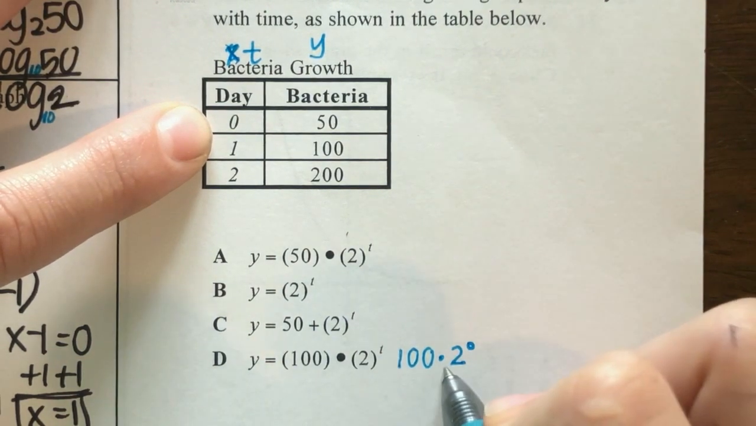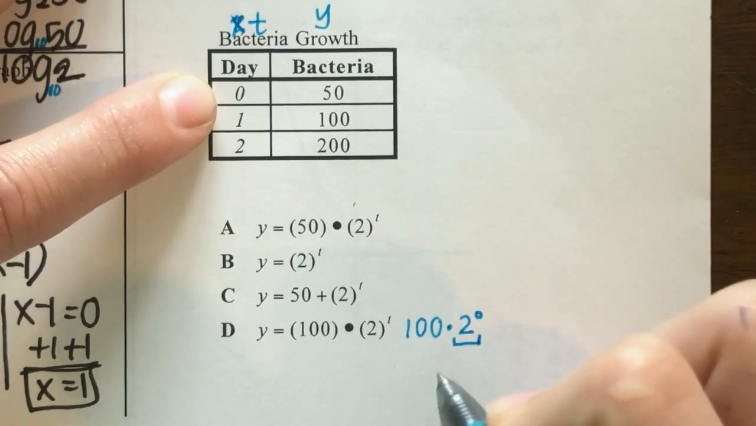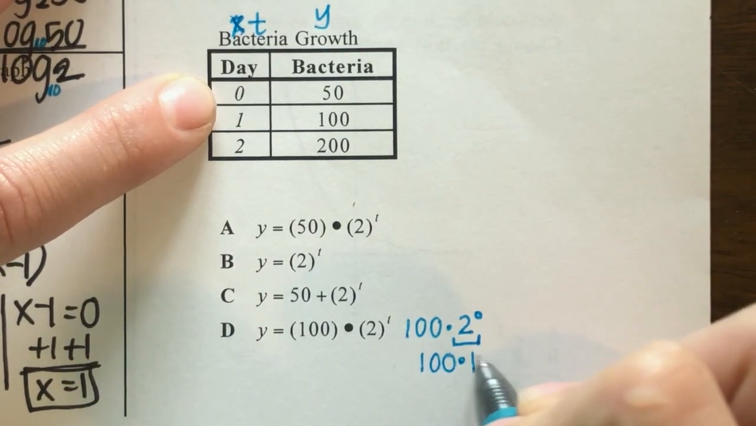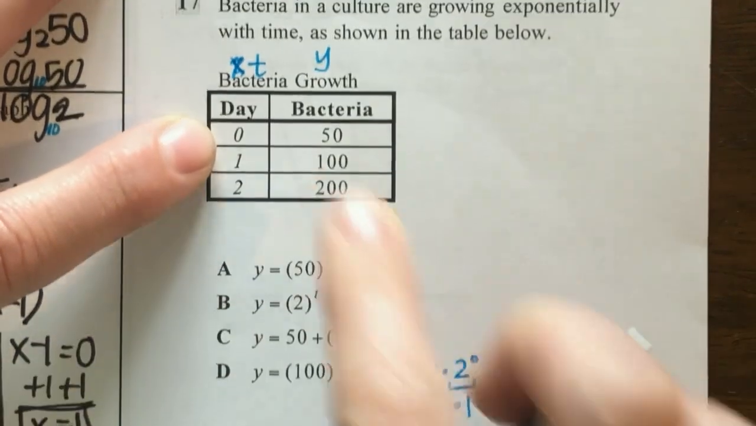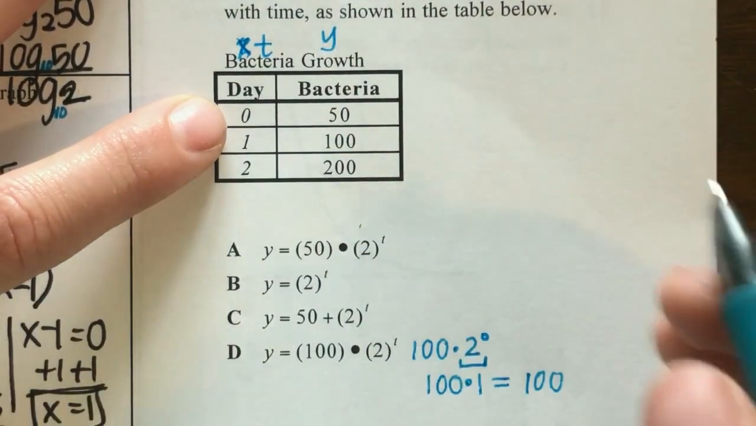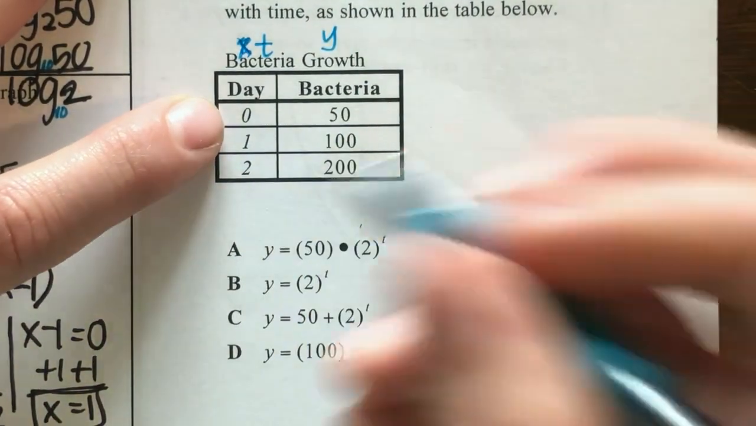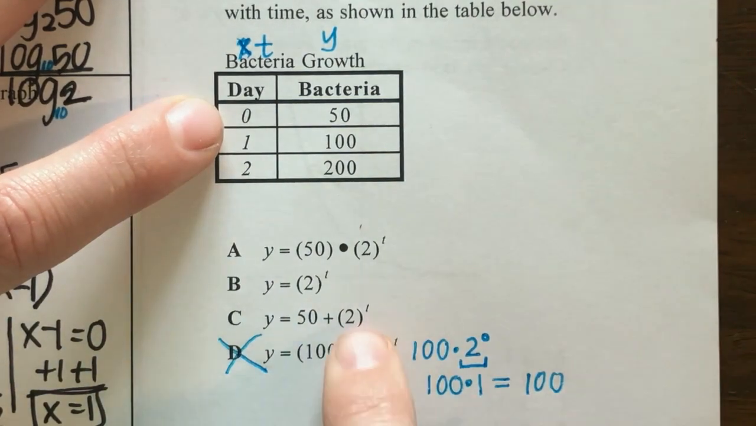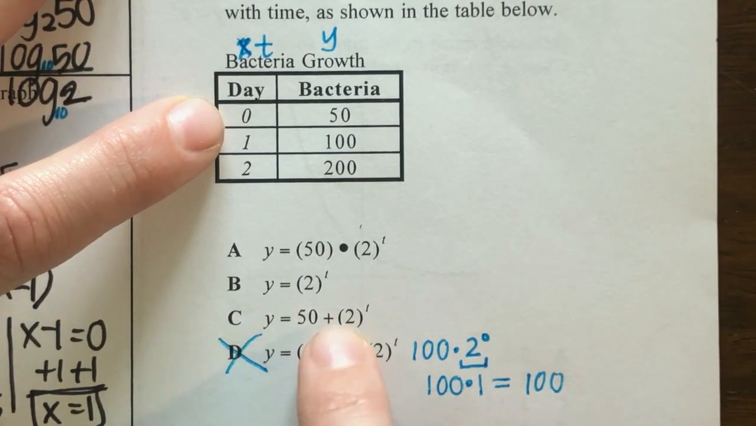So if I were to simplify 2 to the 0 power, it gives me 1. 100 times 1 equals 100. And that's not what I should get for y. I'm looking to get y equals 50. So my answer is not D. So let's try plugging in 0 for part C.